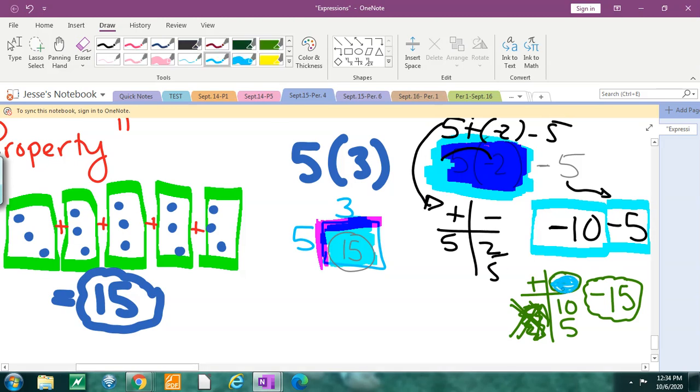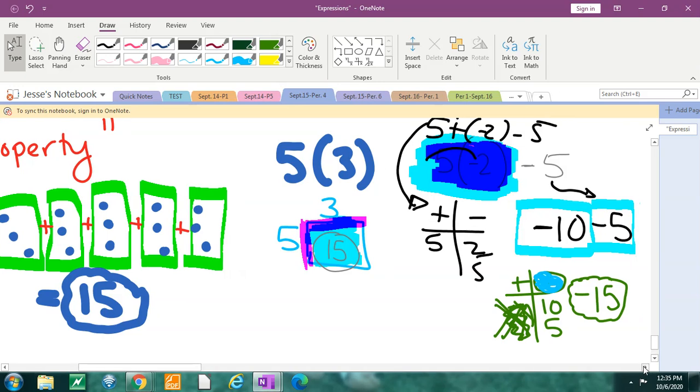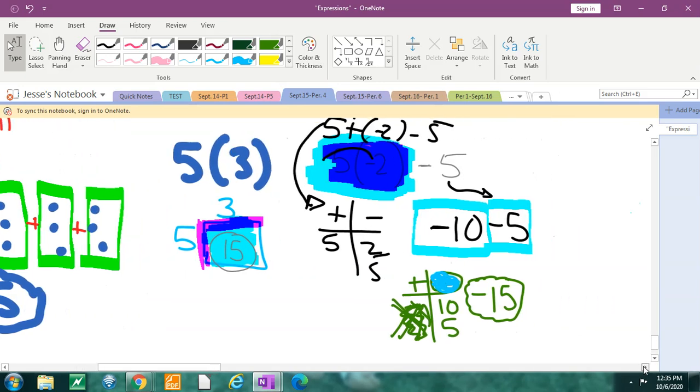Okay, so negative. Is it going to pop? No. Okay, so here we go. Let's move it out. Move it out.